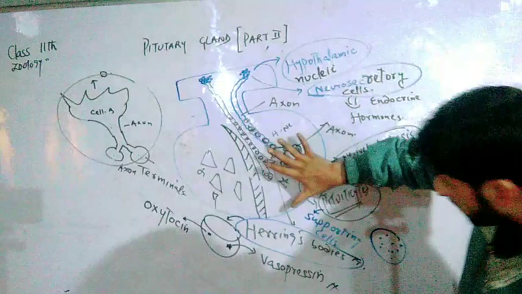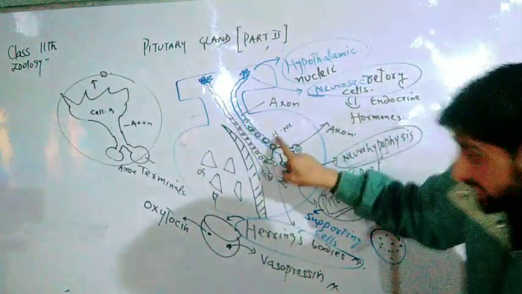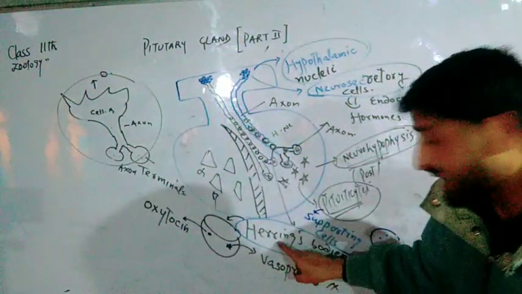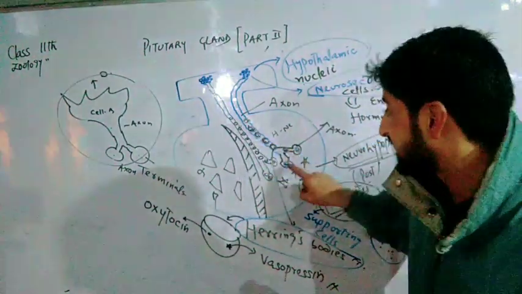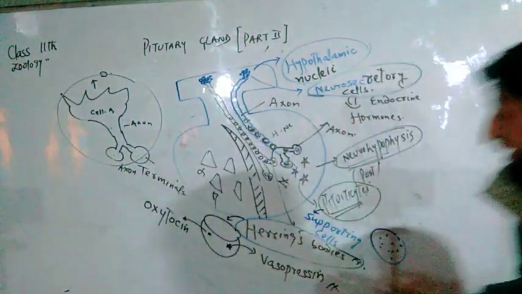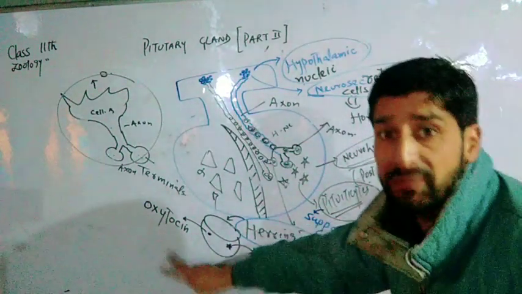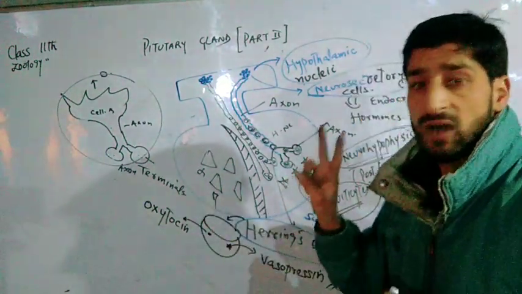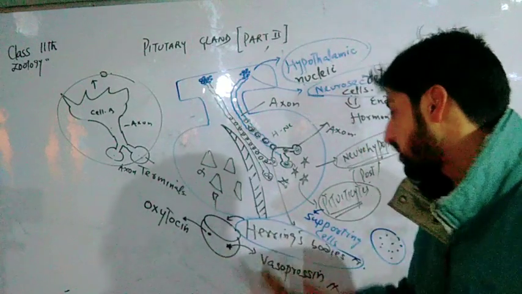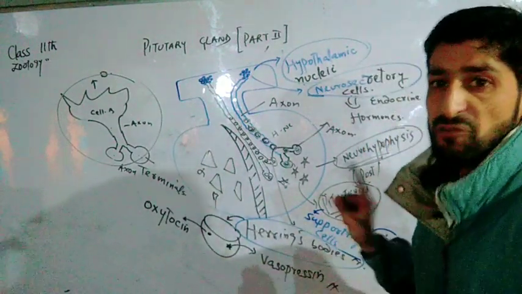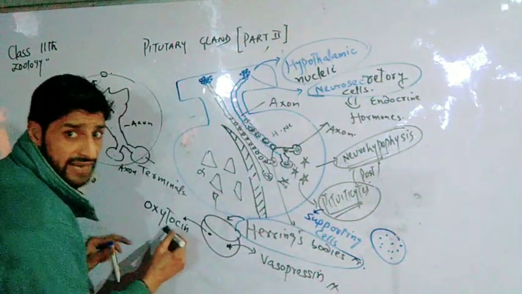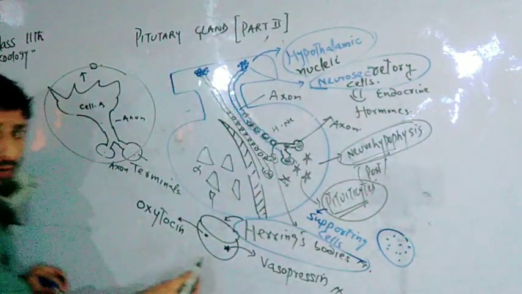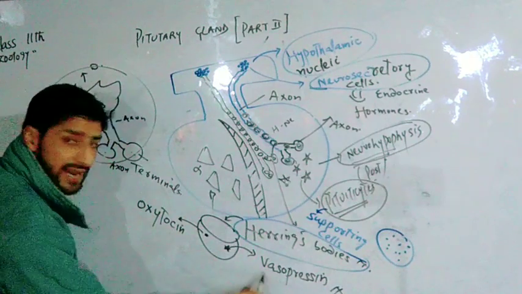And they are stored here. Where are they stored? They are stored in special sacs called Herring bodies. Where are these Herring bodies located? They are located in the axons and axon terminals. These Herring bodies store two hypothalamic hormones. The first hormone is oxytocin, and the second hormone is vasopressin.